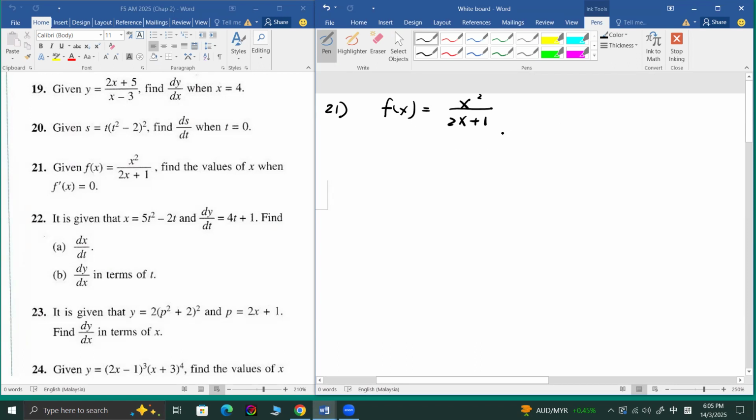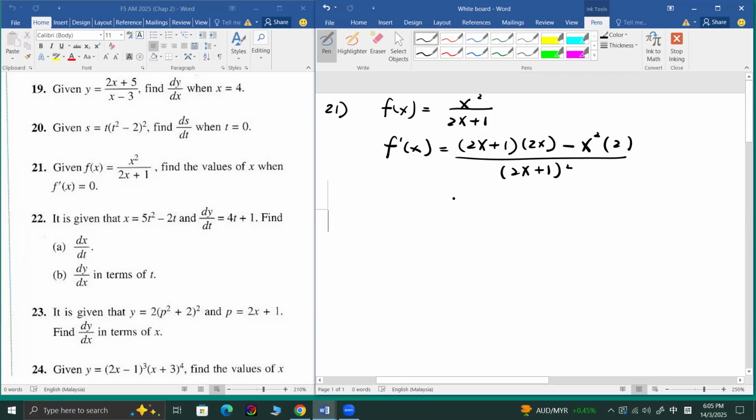Remember I said copy bottom to get the first derivative: copy bottom, differentiate top, minus copy top, differentiate bottom. Okay, differentiate bottom, that is 2, and you square the bottom. Remember that I said that you just need to simplify the numerator. Okay, so class, this one I'll solve for you.